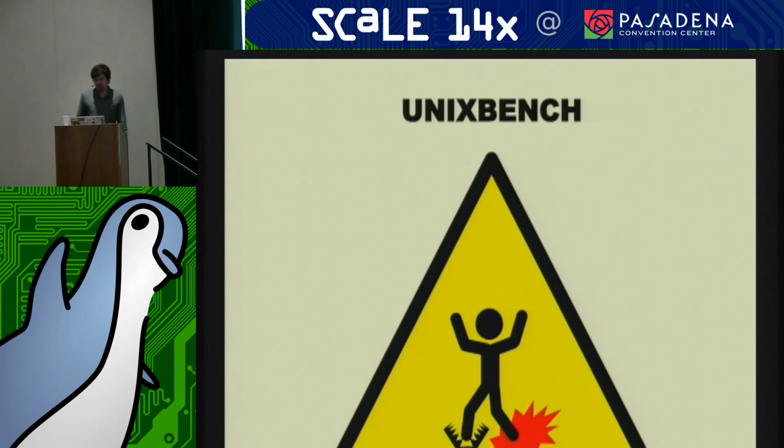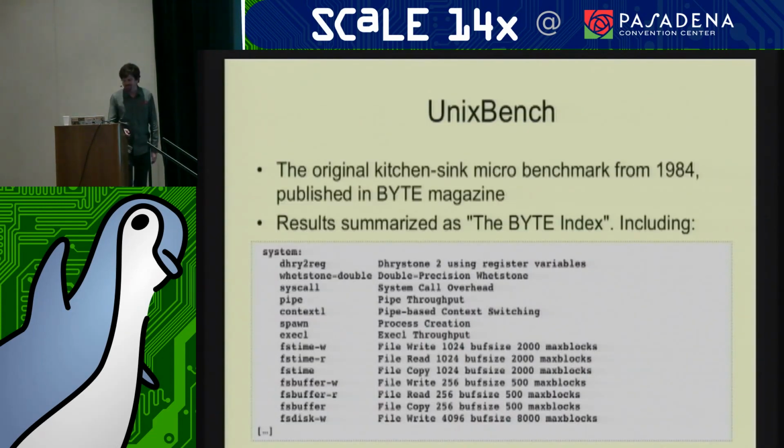And the last one I'll mention is UnixBench. UnixBench still exists. It's the original kitchen sink benchmark from 1984, published in Byte magazine. You'll run lots and lots of micro benchmarks that make up the Byte index, things like pipe throughput and pipe-based context switching.